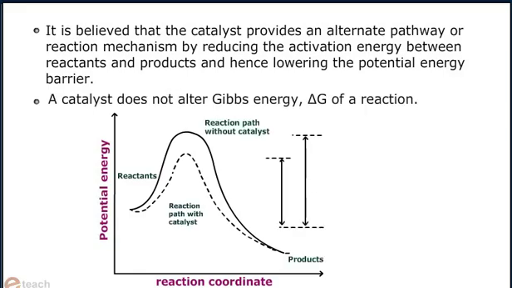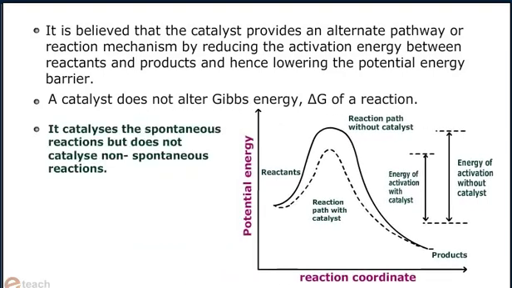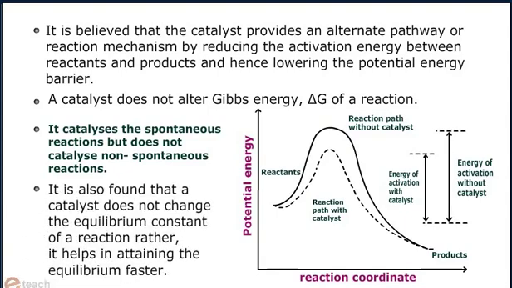A catalyst does not alter Gibbs energy, that is delta G of a reaction. It catalyzes the spontaneous reactions but does not catalyze non-spontaneous reactions. It is also found that a catalyst does not change the equilibrium constant of a reaction. Rather, it helps in attaining the equilibrium faster.